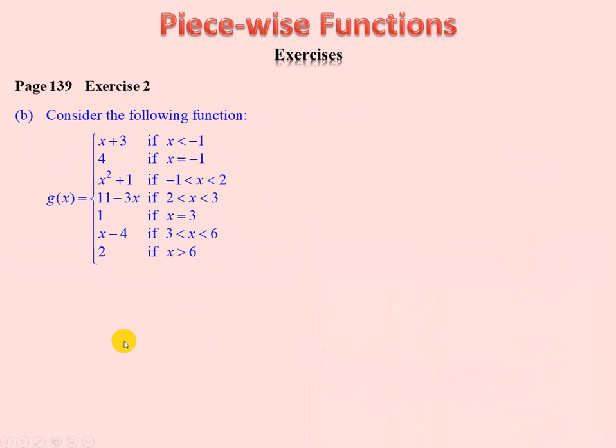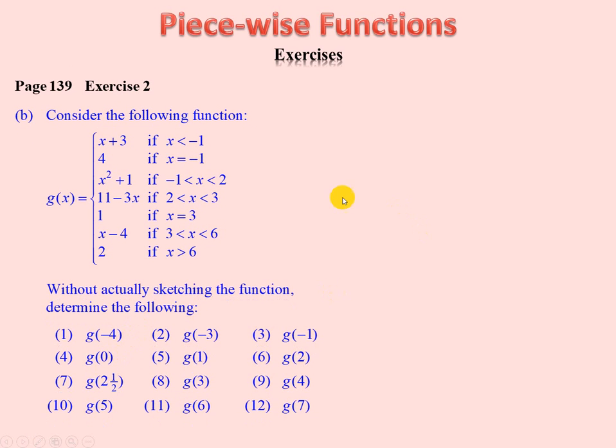One of the aspects of it is finding the values of functions. So consider this function. There it is, quite an extreme function with 7 different segments. Without actually sketching the function, determine the following. So, g of -4, all we have to do is look and say, well, -4 is in this section here, -3 is in this section here. Therefore, g of -4 and g of -3 both use y equals x plus 3. What we're going to do is substitute -4 into x plus 3 and -3 into x plus 3.